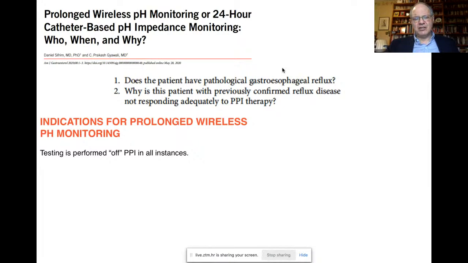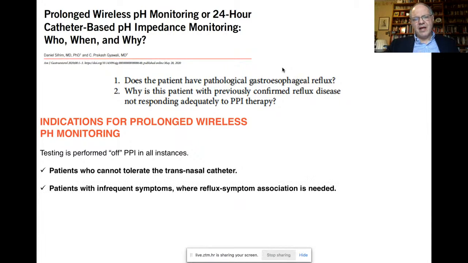So the indications for prolonged wireless pH monitoring are the following. First, patients in wireless pH monitoring should always be tested off PPIs. There is no Bravo on PPI. And what are the best indications? The first is patients who cannot tolerate a transnasal catheter. This is obvious. Then, patients with infrequent symptoms, once every 2 or 3 days or every 48 hours, where we need to establish a reflux symptom association.